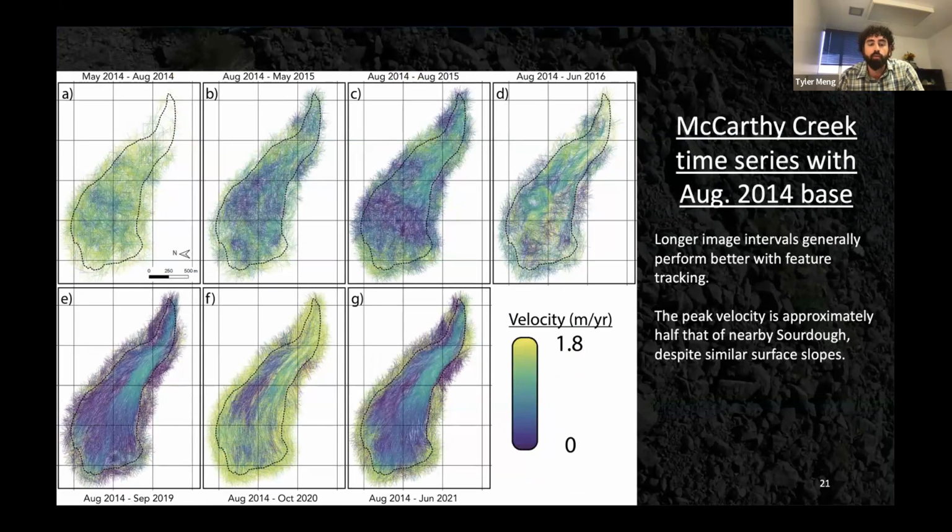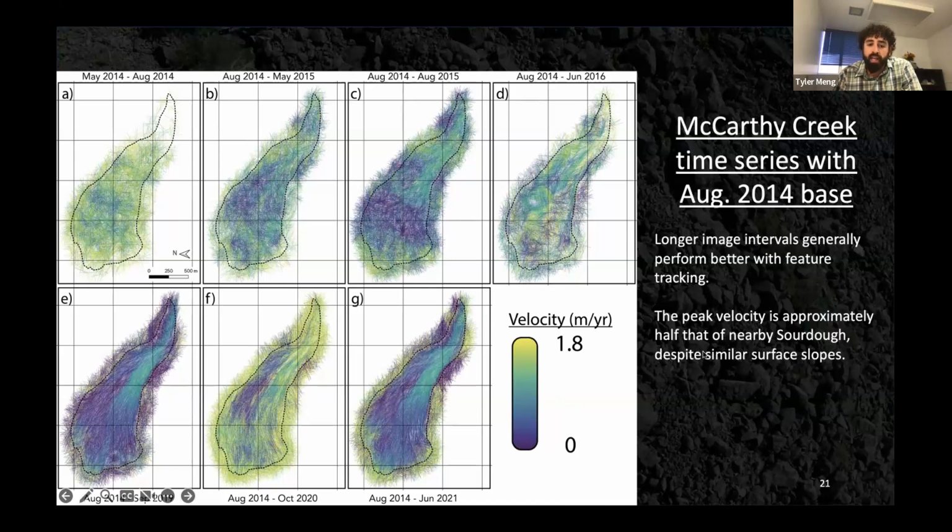And then for comparison, we also did this McCarthy Creek, Alaska site where we actually tried to measure the displacement from a single base image over this August 2014 base with similar results as the annual intervals on Sourdough. And it really does depend on image positioning quality and the time interval.